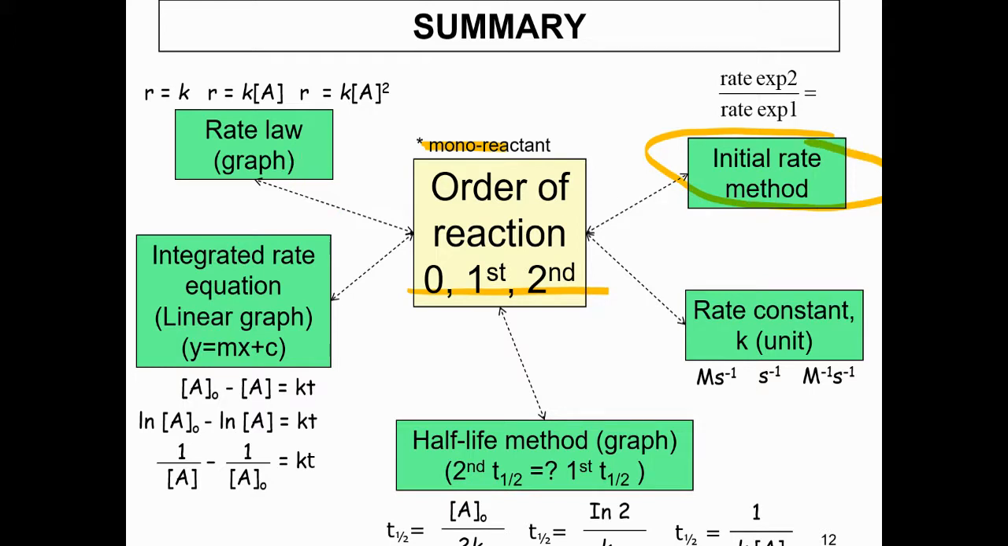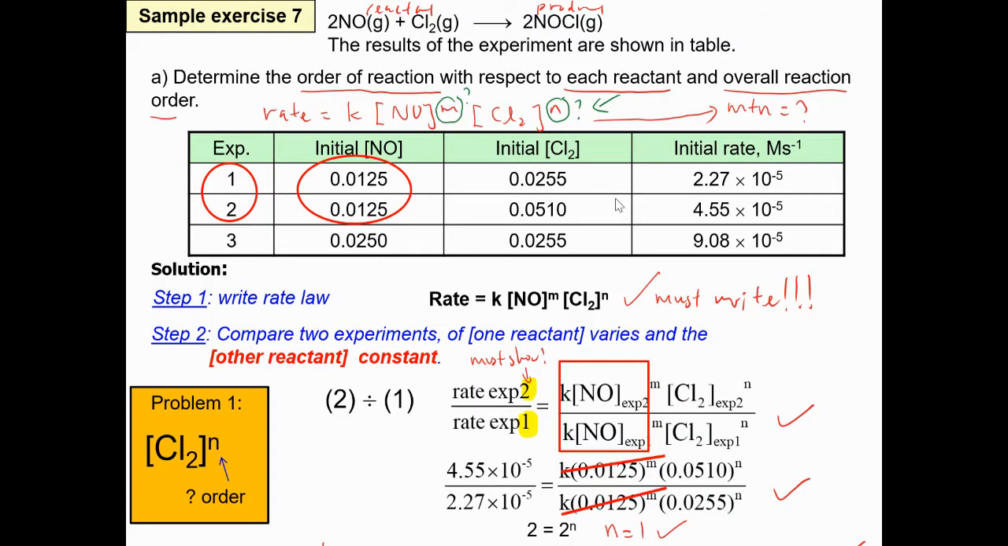For this initial rate method, usually it refers to a table where we compare the rate of different experiments. Usually the initial rate method must provide a table. Then let's look at what we have here. First, order of reaction. Determine the order of reaction with respect to each reactant and the overall reaction order. Remember, the order of reaction does not refer to the coefficient.